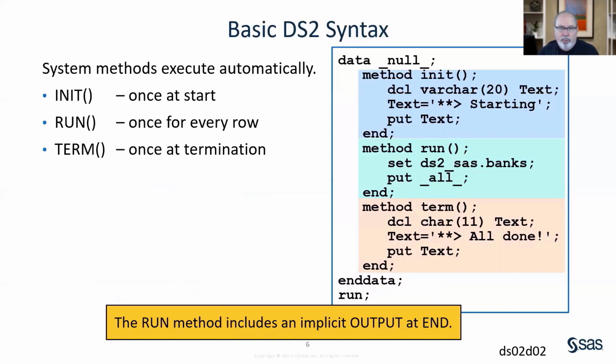And finally, there's the term method. The term method executes once and only once at the end of your data program processing. Only the run method includes an implicit output. And so traditional data step programmers will be most comfortable with the run method, as it operates almost exactly like a traditional data step program would.